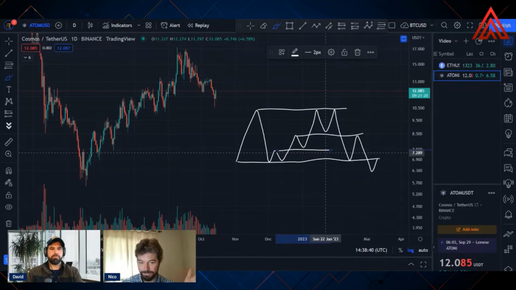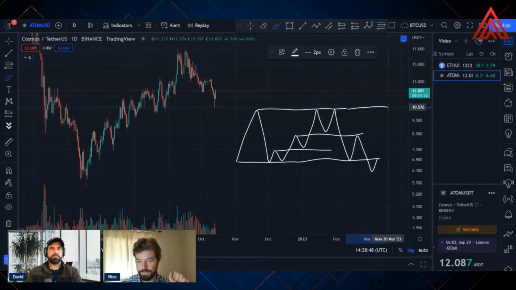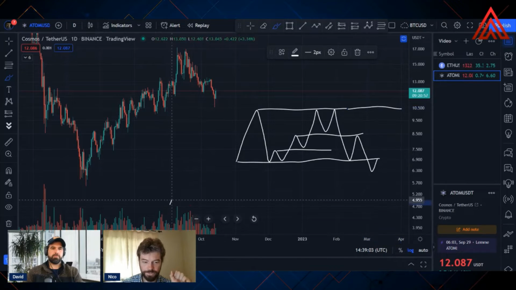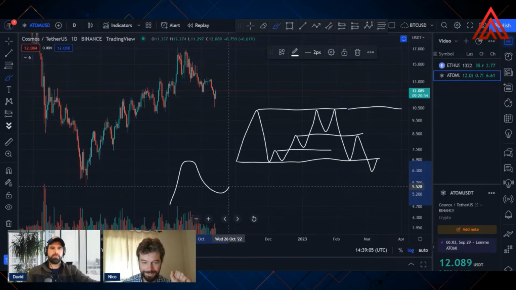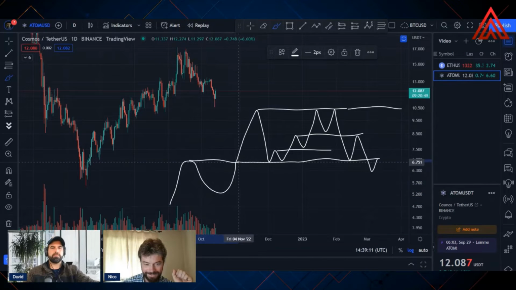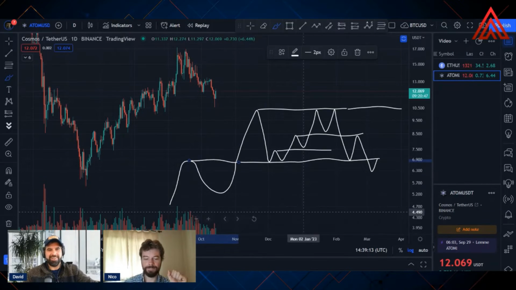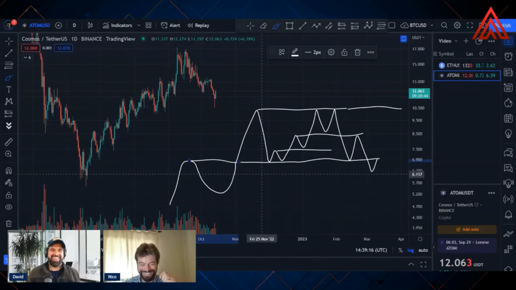When we are here, if you talk again about major and minor, we can say that for this drawing, this line up here is going to be a major resistance. And you can assume that this line down here might become a major support, particularly if just before that we had something like this happen. That was our previous all-time high, let's say.